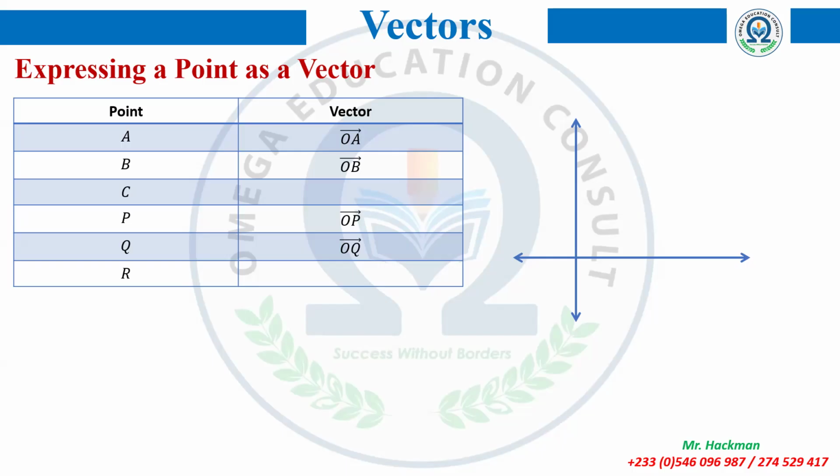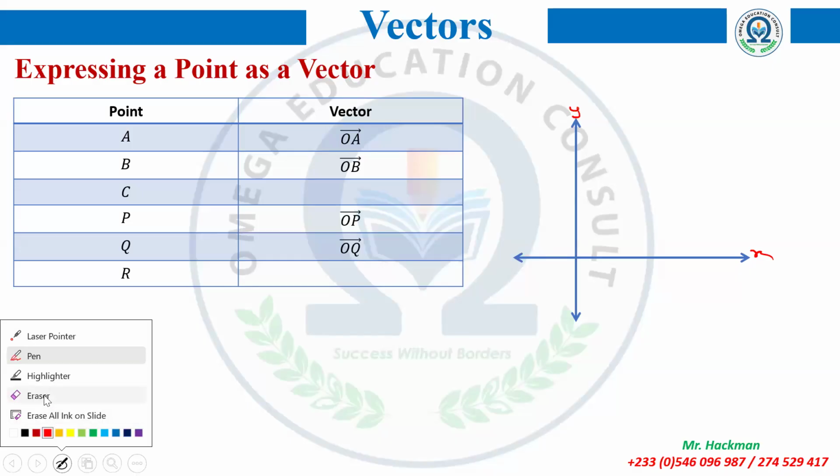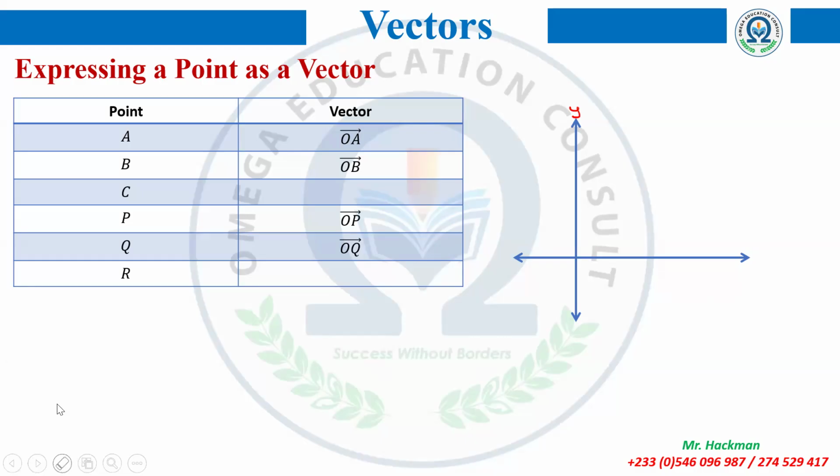Expressing a point as a vector. Indirectly, in our previous meetings, we've made use of this particular concept, so now we are going to treat it properly. Anytime you have a point, the points are indicated in the Cartesian plane, so you get the x coordinate and the y coordinate. Assuming this is my Cartesian plane, I have my y axis and I have my x axis.